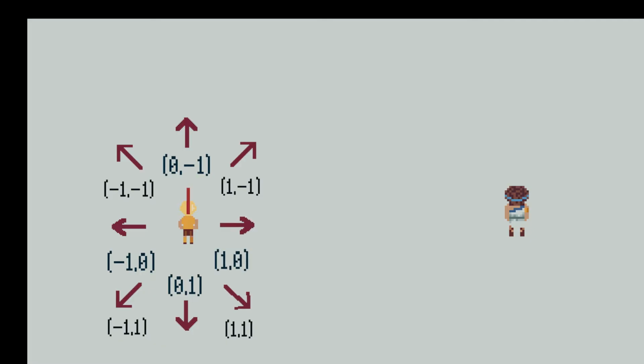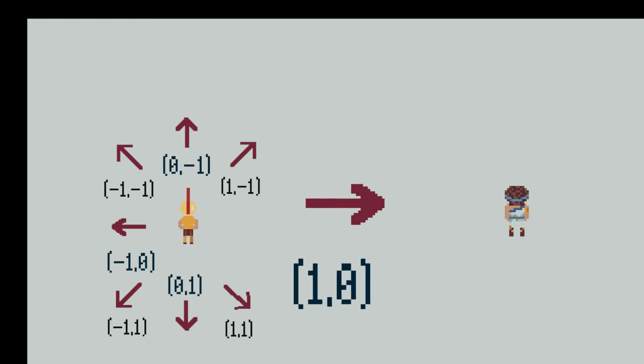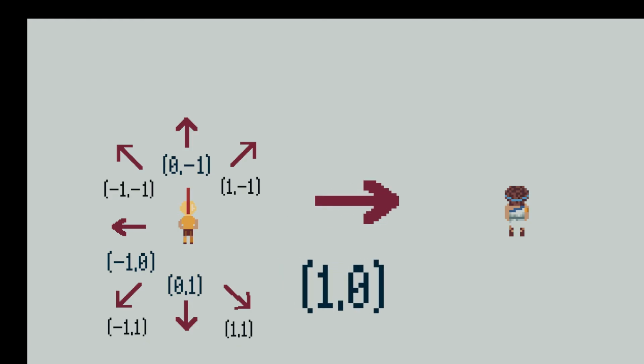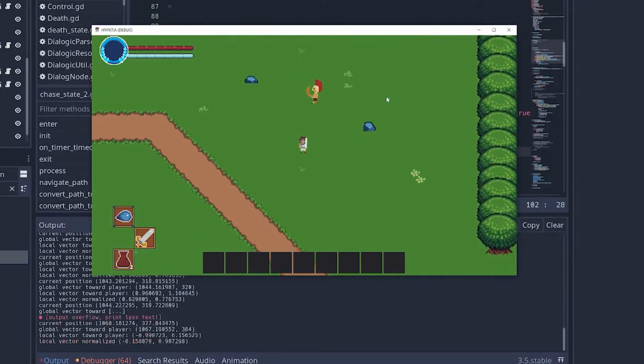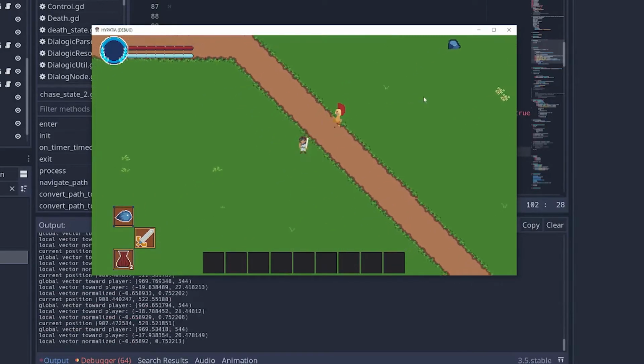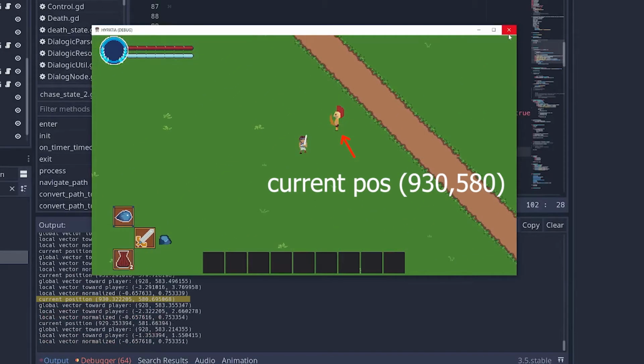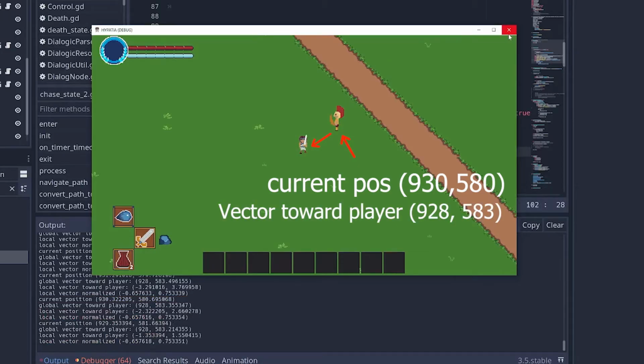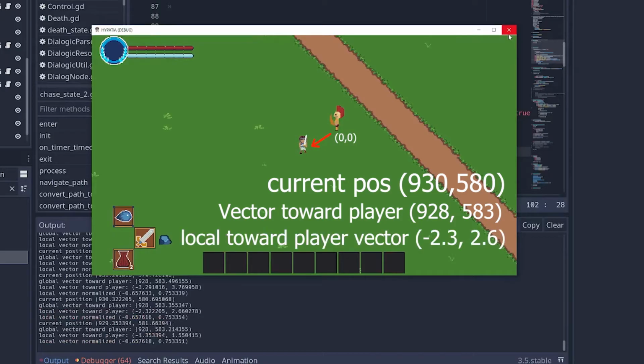And once we get the vector pointing towards our character, it's when the mathematical magic begins. So here's an example in-game of how we handle the vectors. Our entity's position is 930 by 580. When we get the vector pointing towards our player, we get 528 by 583. But we need the local vector, which makes our center 0, 0. So when we get the local vector, it's -2.3 by 2.6. Once we get the local vector, we need to normalize it. And once normalized, it's -0.6 by 0.7.